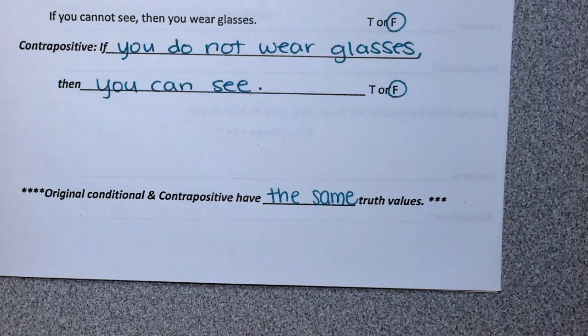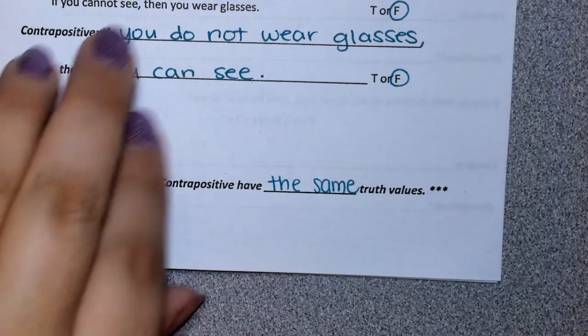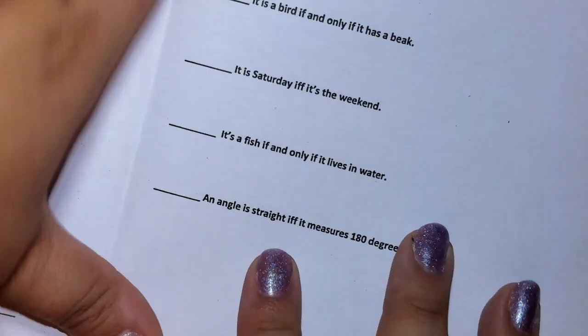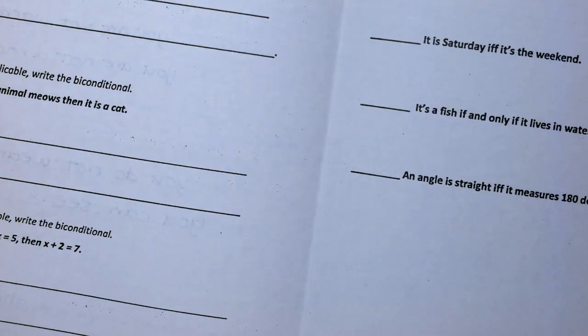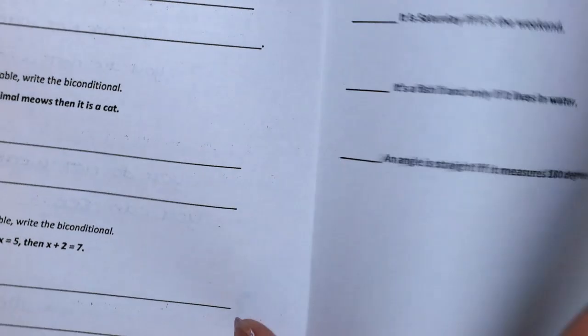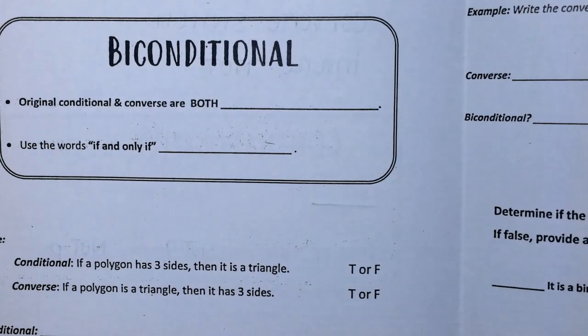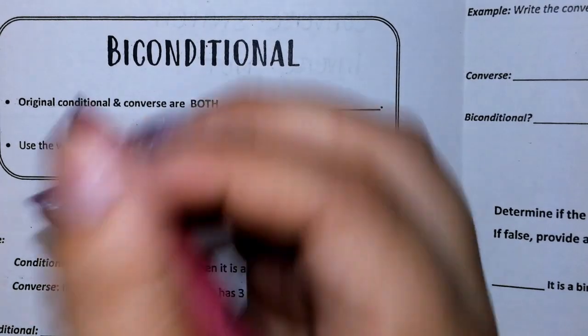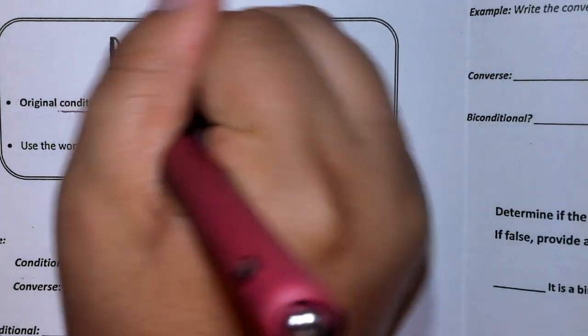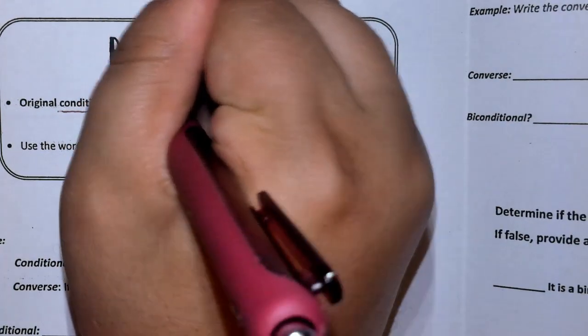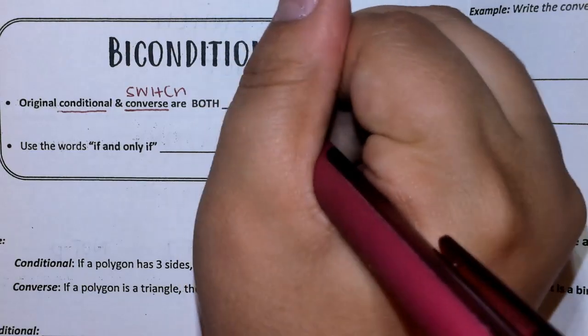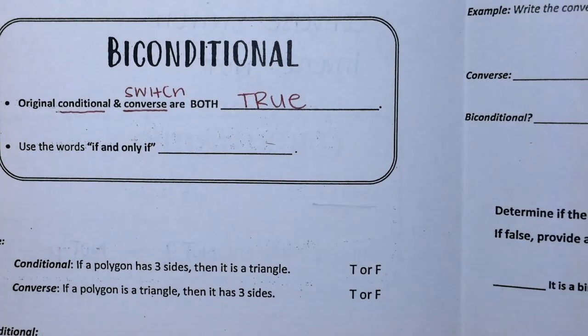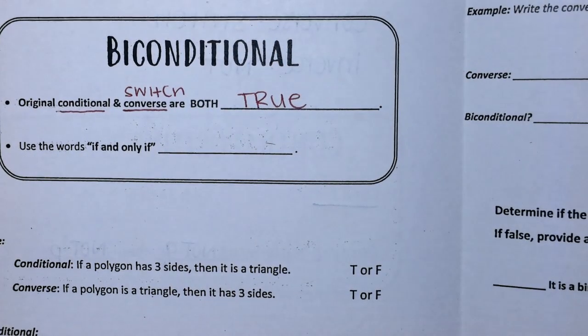Is that true or false? So, my conditional and my converse have different truth values. That would be nothing. But what if they have the same truth value? This is called a biconditional. So, a biconditional is when your original conditional is true, and what does converse mean? When you switch them, they are both true. You're good. They're both true.